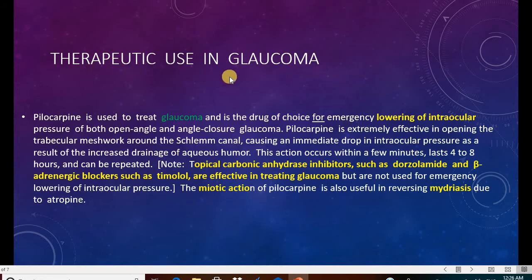A very important use of pilocarpine is in glaucoma. Pilocarpine is used to treat glaucoma and is the drug of choice for the emergency lowering of intraocular pressure in both open angle and closed angle glaucoma. We will discuss in detail what open angle and closed angle glaucoma are when discussing the treatment of glaucoma in later videos, where we are going to discuss the clinical importance and the clinical point of view of treating glaucoma.